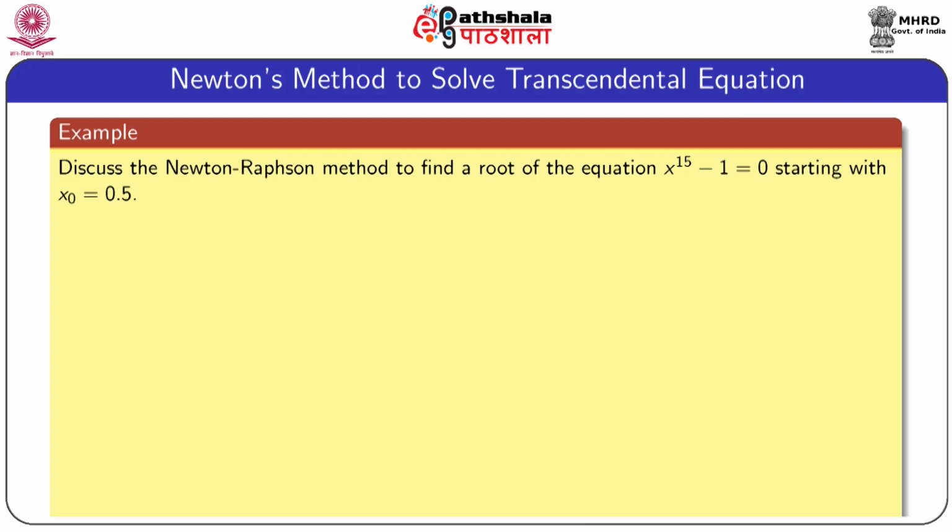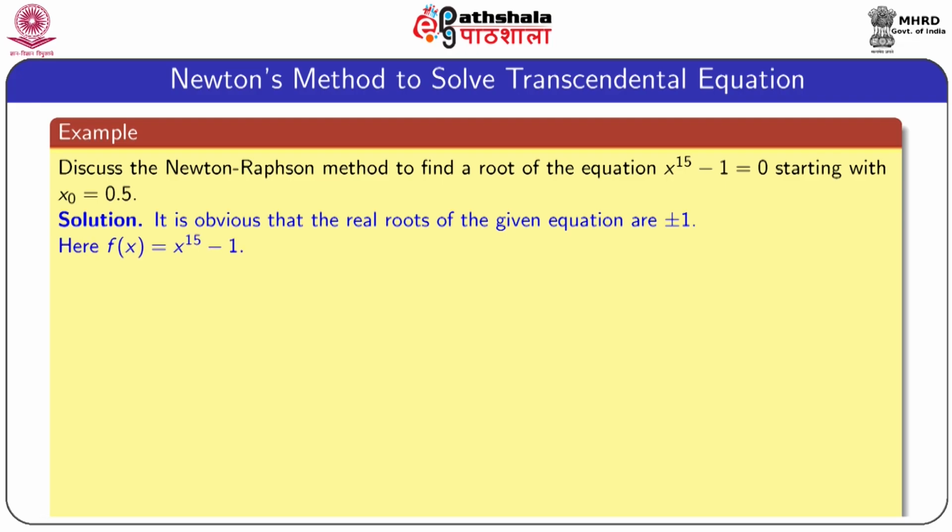Now, we consider another example to illustrate the Newton-Raphson method to find the root of a special kind of equation. The equation is of the form x to the power 15 minus 1 equal to 0, starting with the initial guess x0 equal to 0.5. This is a very interesting problem, and it is obvious that the real roots of the given equation are plus minus 1.